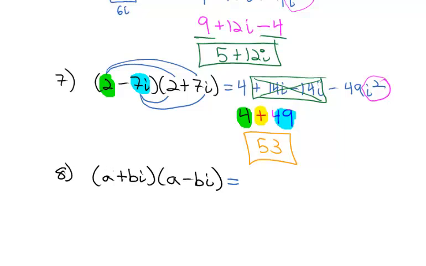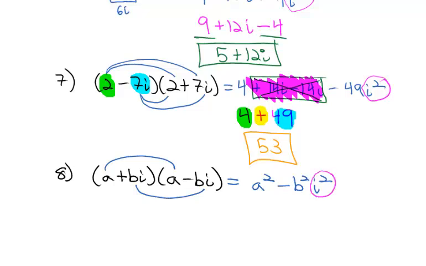When we multiply it out, first off, we know from our past experience that the middle stuff is going to subtract out to 0. So all we really need is a times a is a squared, and bi times negative bi is negative b squared i squared. But as has been the case this whole time, i squared is negative 1. So we have a squared minus b squared times negative 1 is a positive b squared.